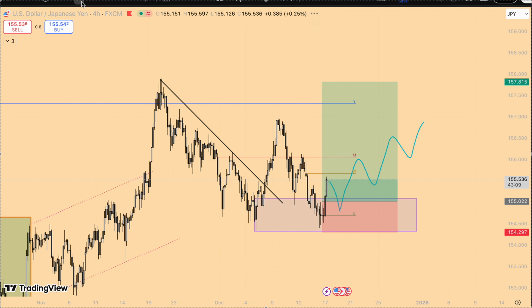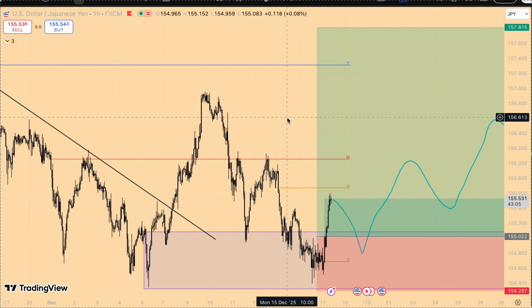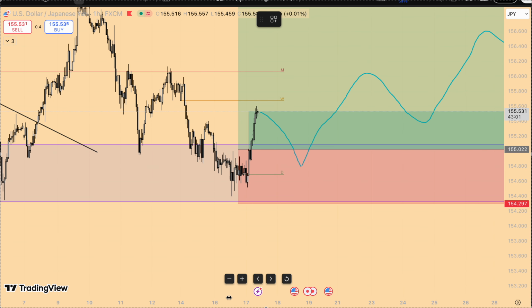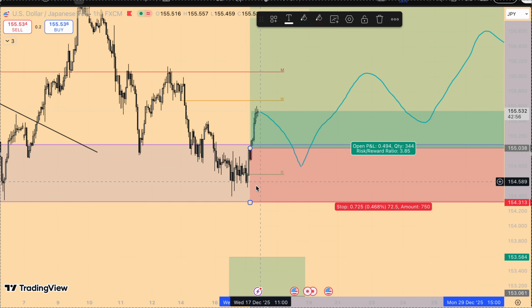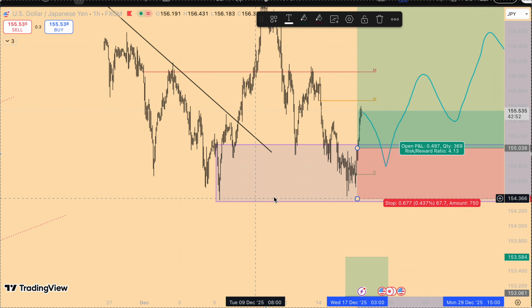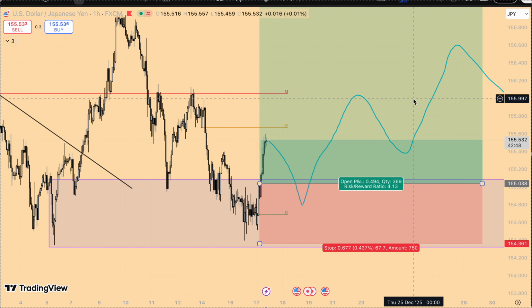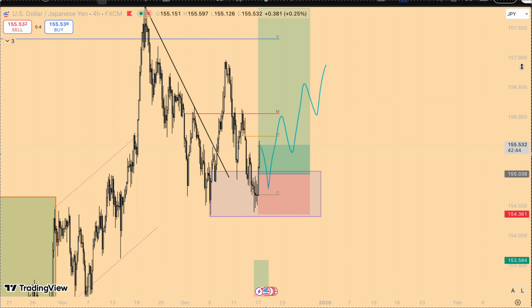Or now that we've started to move, you just wait. Put your entry somewhere around here, and then just stop beneath here, right? And then you could target that 1 to 3, targeting those new highs. Let's see if it comes back to that level, and that would be a nice trade to take.